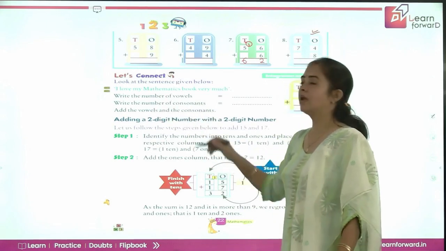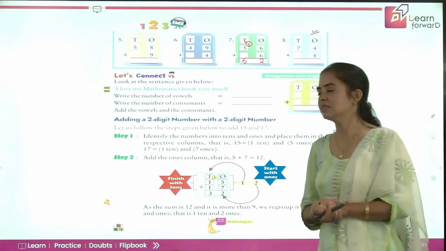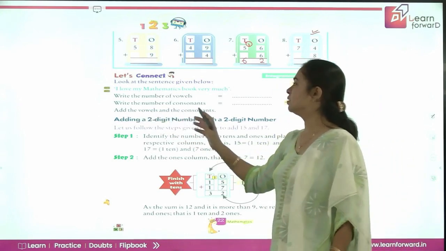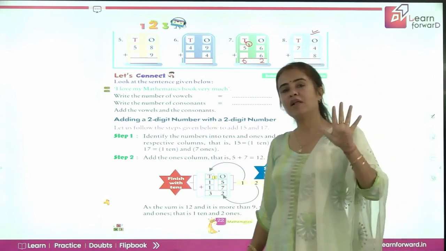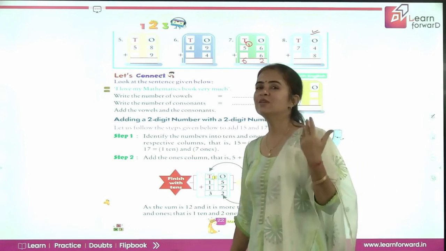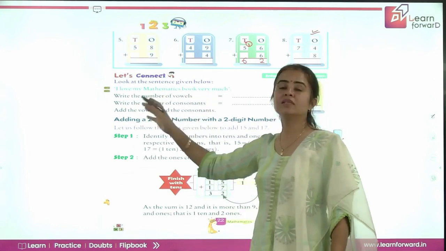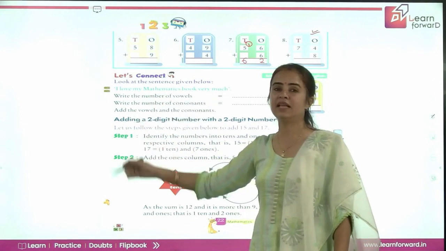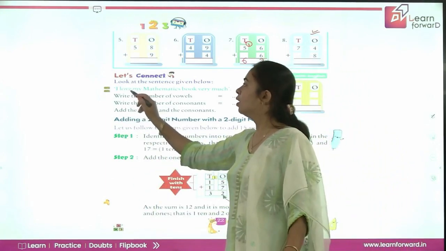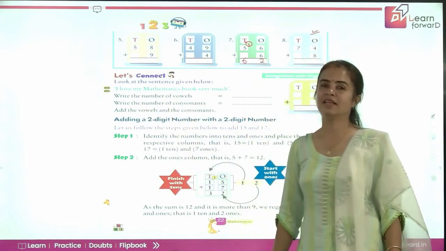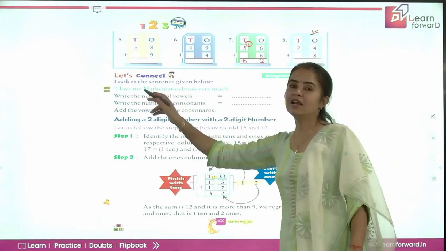Then you will write the number of consonants. So the remaining letters in English alphabet are consonants. Now add the vowels and consonants together. And you know what? Because there are 5 vowels, there are 21 consonants. So together the number is 26. So when you add the vowels and consonants in this sentence, what you will observe, children? It will be equal to the number of letters in this sentence. Okay? So to check whether you are going perfect or not, you can also count the number of total letters in this sentence.